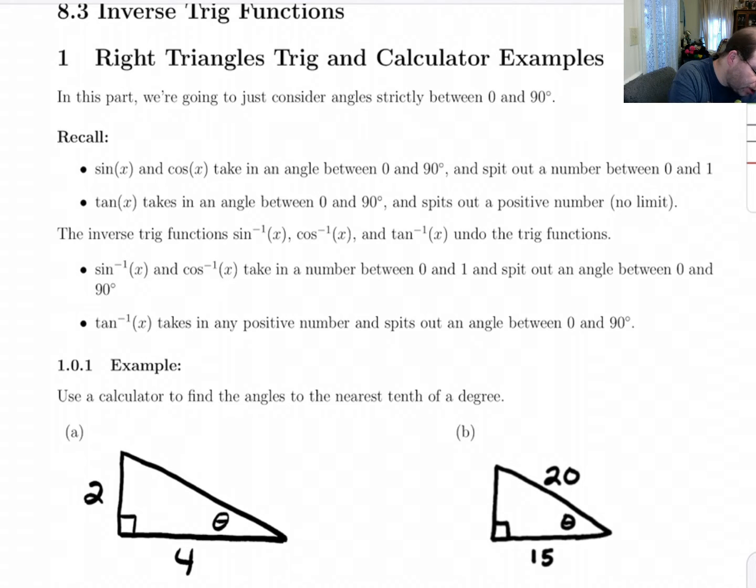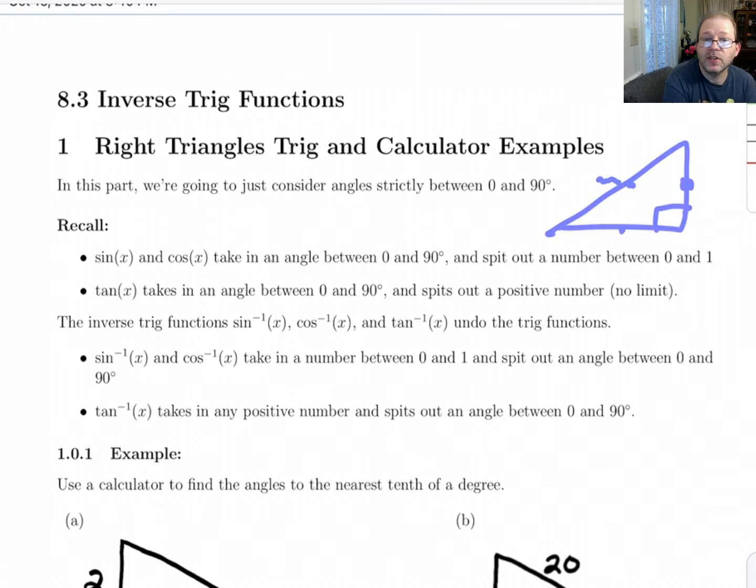So recall, sine and cosine both take in an angle between 0 and 90, and they spit out a number between 0 and 1. And that makes good sense because when you're looking at the sine and cosine, you're looking at the ratio of either the opposite to the hypotenuse or the adjacent to the hypotenuse. And the hypotenuse is always the longest side, so it's always going to give you something that's between 0 and 1.